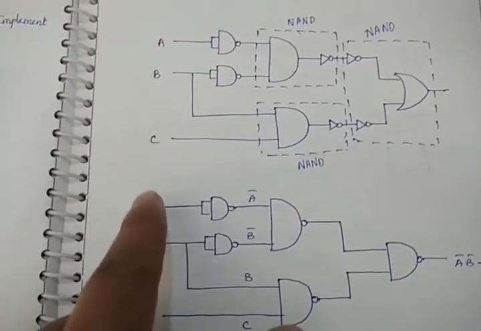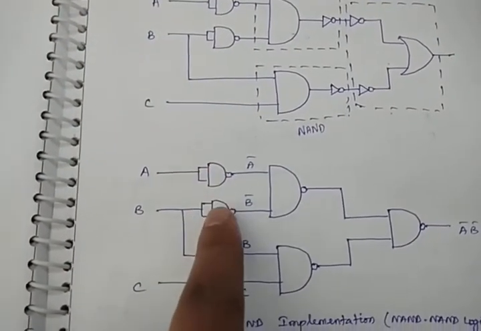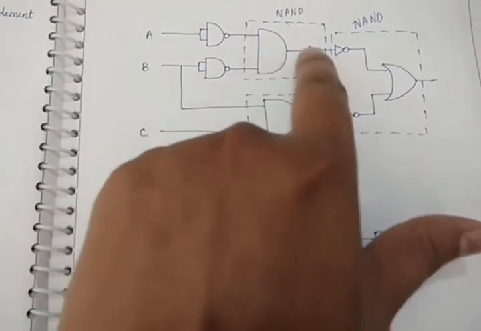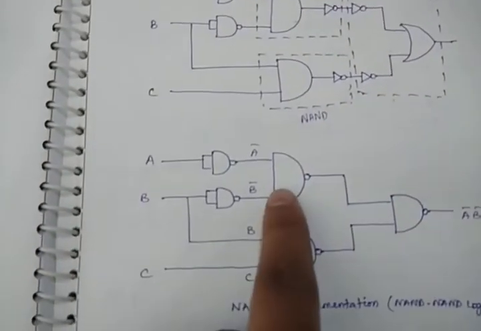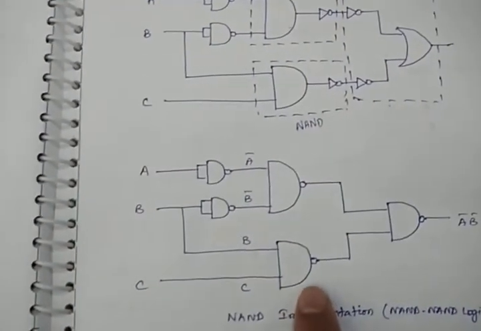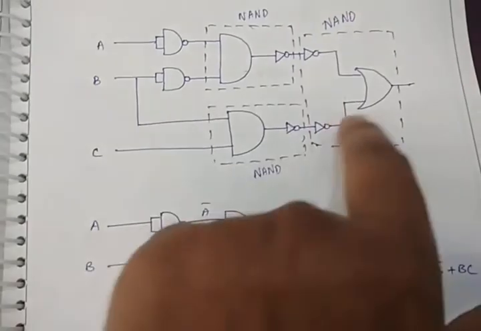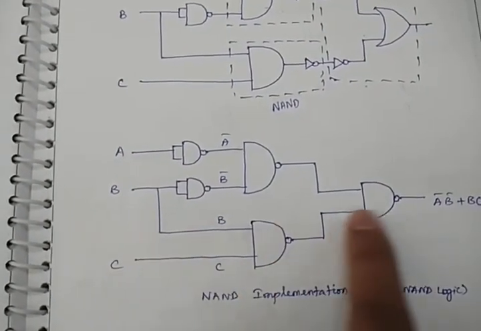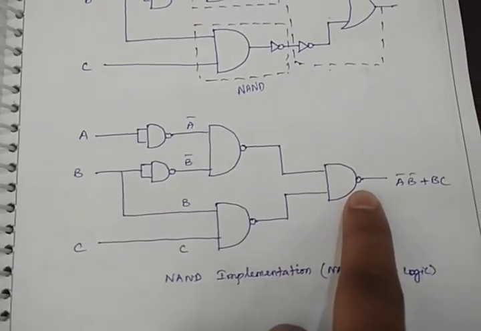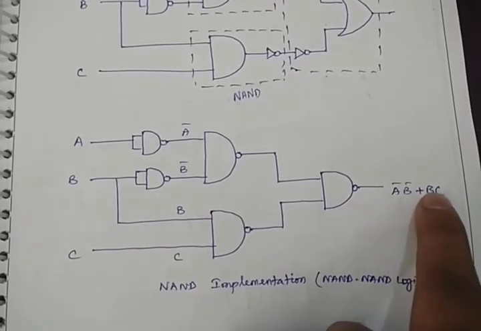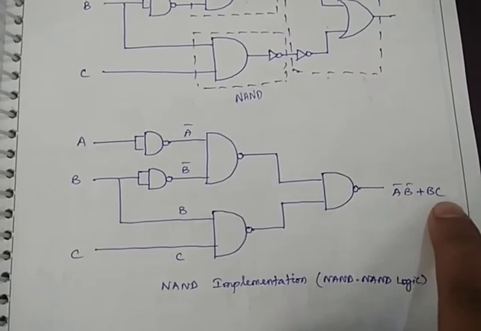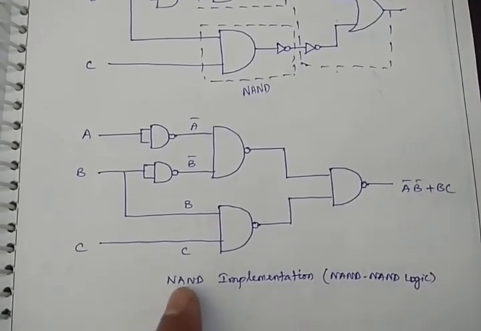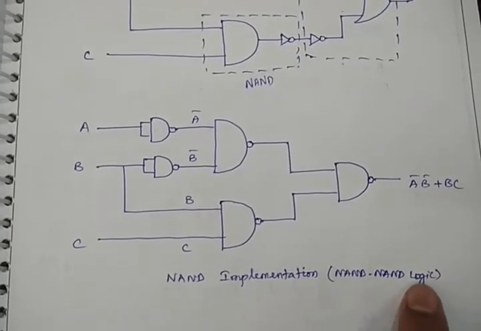So two NAND gates we already have here, and here instead of this I am replacing it by a NAND gate, here also I am replacing it by a NAND gate, and this is also equivalent to a NAND gate, that's why I put a NAND gate here. Finally, in the structure, you see only NAND gates are used to get the a bar b bar plus bc expression. So this is the NAND implementation, NAND logic. So we'll see the next problem.